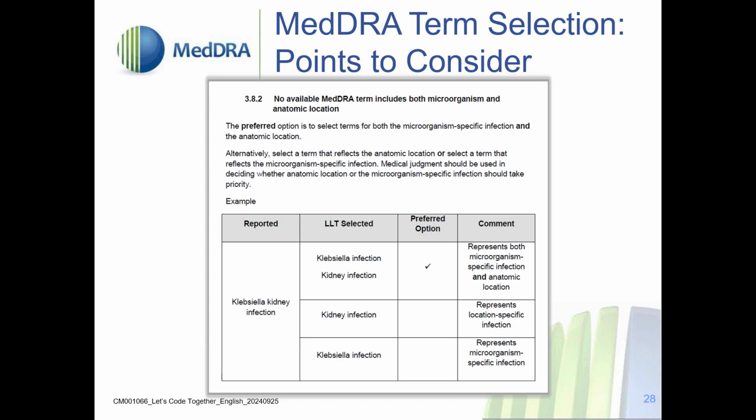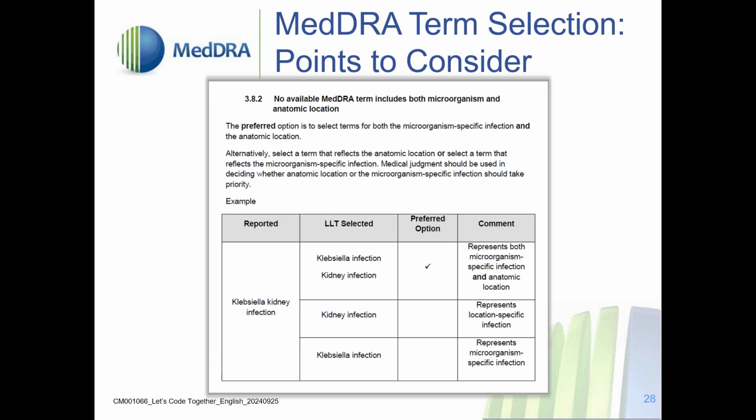If a verbatim includes both the information about a specific microorganism and the affected body site, and no MedDRA combination term is available, the preferred option is to select terms for both the microorganism infection plus the anatomic location of the infection. And here's an example. Klebsiella kidney infection would be coded to Klebsiella infection plus kidney infection in order to capture both the microorganism-specific infection and the anatomic location.